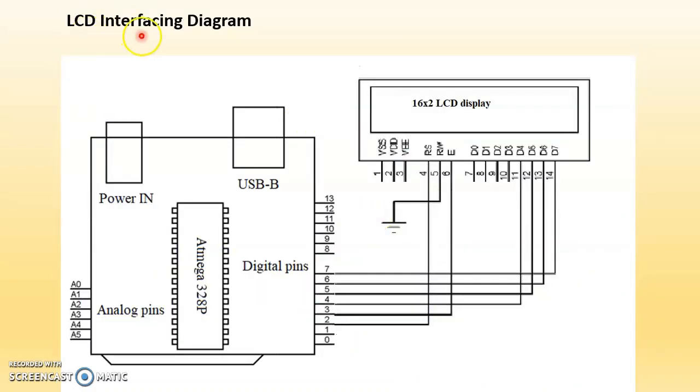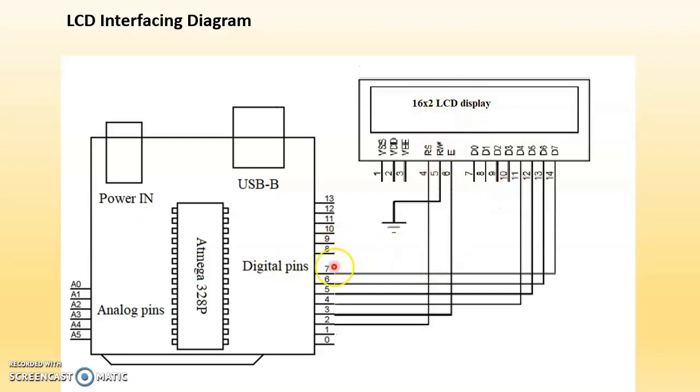So this is the LCD interfacing diagram. As we know, this is our Arduino Uno board, with analog pins on one side and digital pins on the other side. We'll connect some of the digital pins for sending data to display on this 16:2 LCD display. 16:2 means there are 16 columns and 2 rows. That's why it is called a 16:2 display.